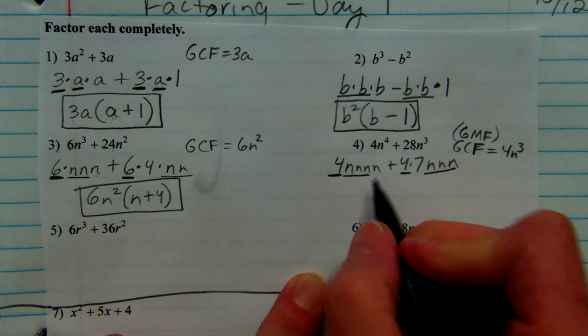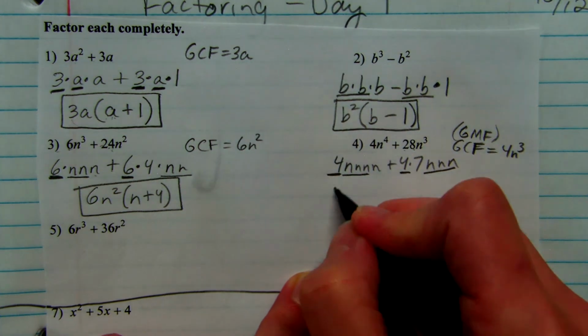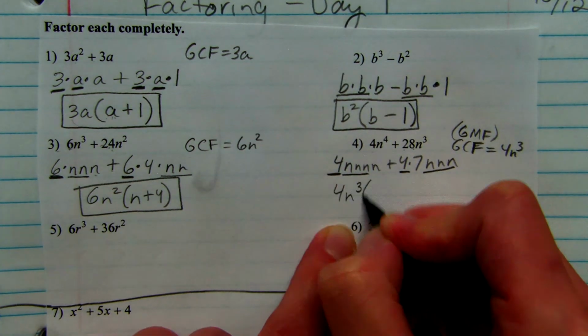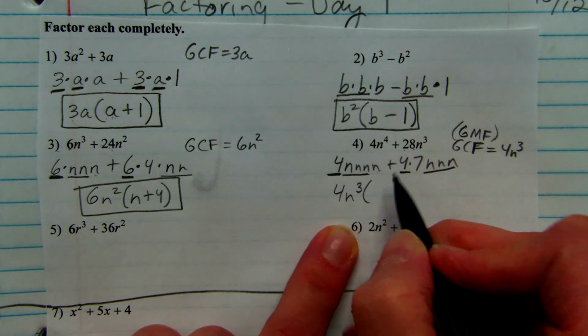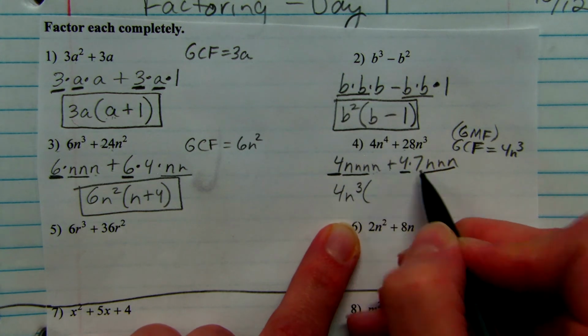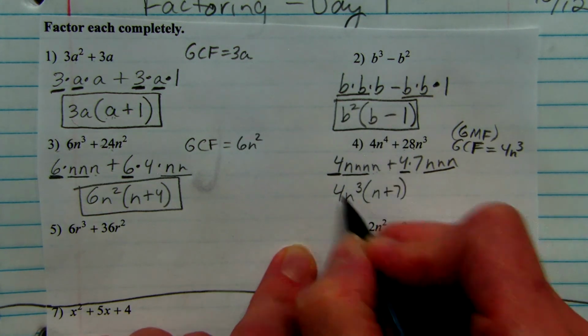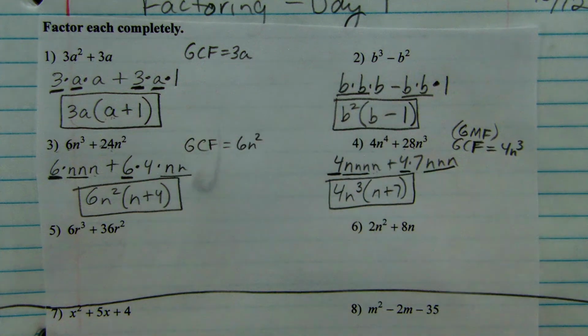It is just whatever book you're using. So we have 4n cubed, and then what's left over, what we did not underline, is n plus 7. So you want to be neat with the underlining.